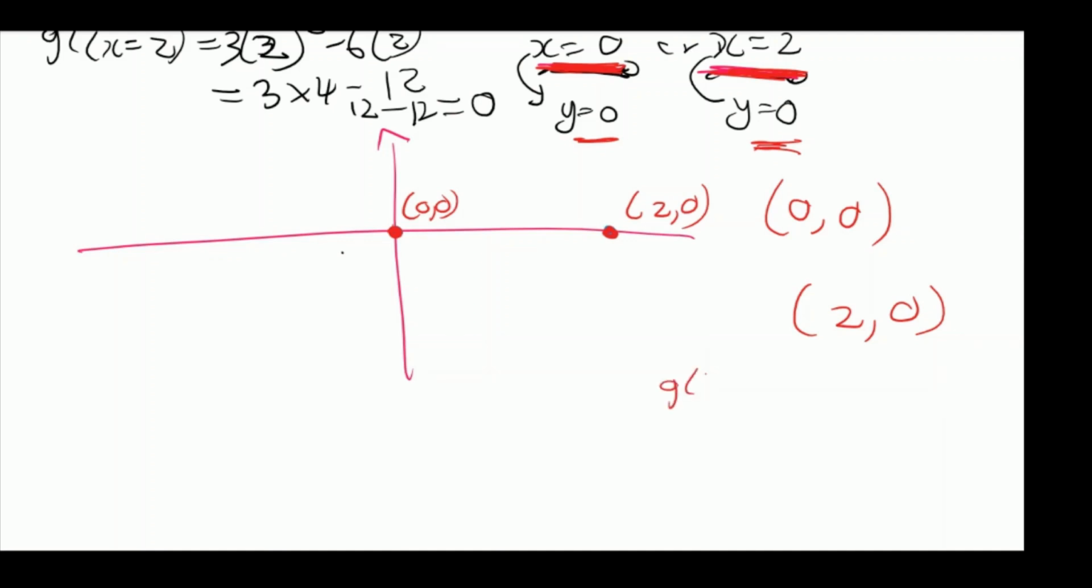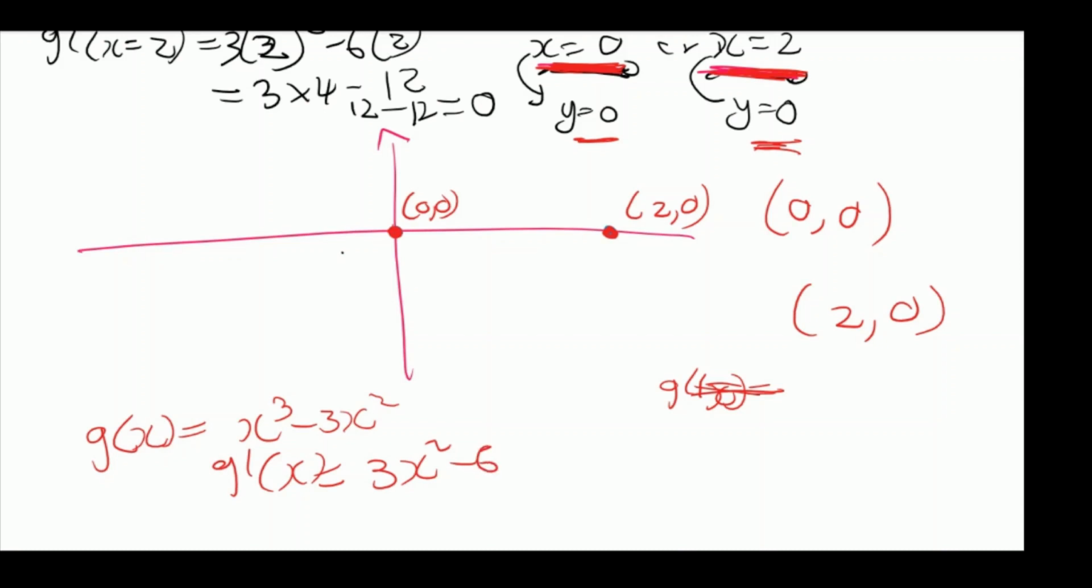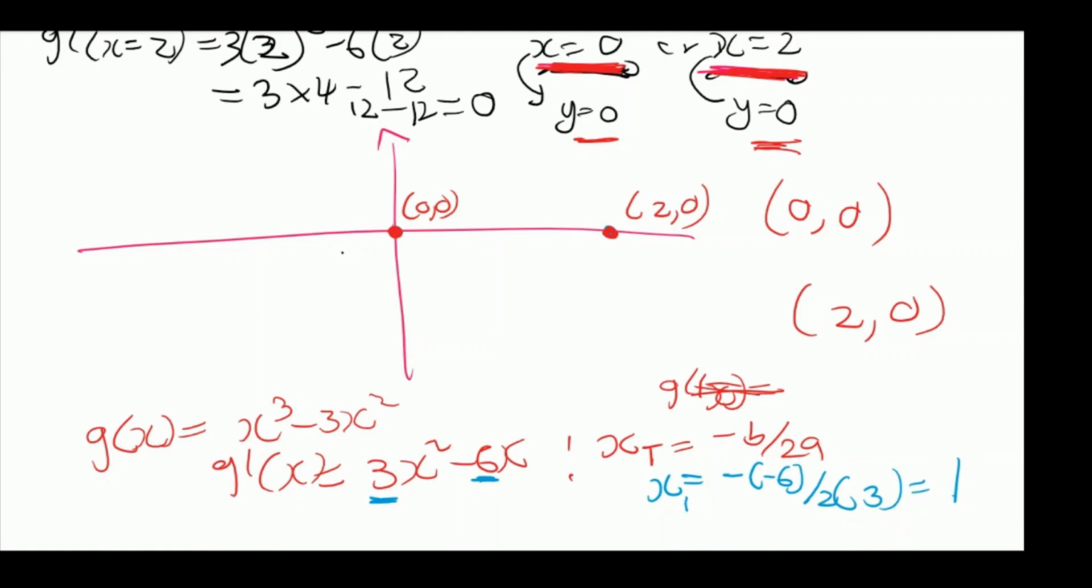So g prime of x is equal to, remember that the derivative, because our g of x is equal to x cubed minus 3x squared, when you derive, we get 3x squared minus 6x. To find the turning point, we have to find x of t, which is equal to minus b over 2a, where our b in this case is minus 6. So it's going to be minus into minus 6 divided by 2, and our a value is going to be 3, and you should get 1. So your x value of the turning point should be 1.